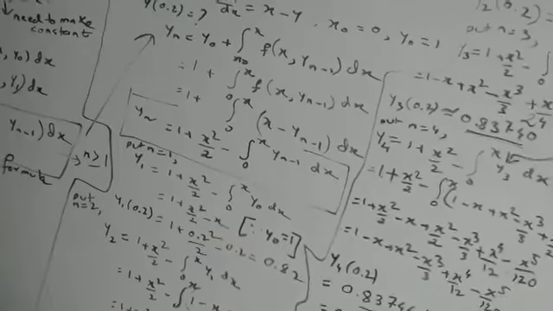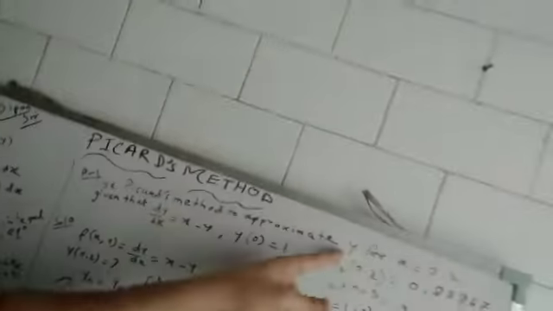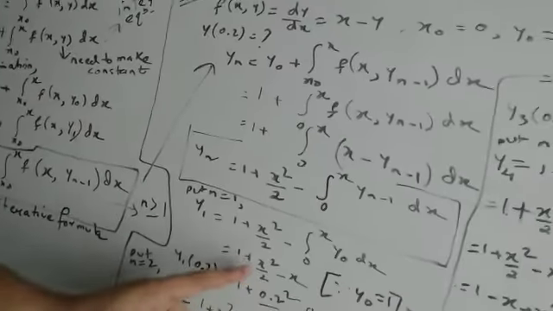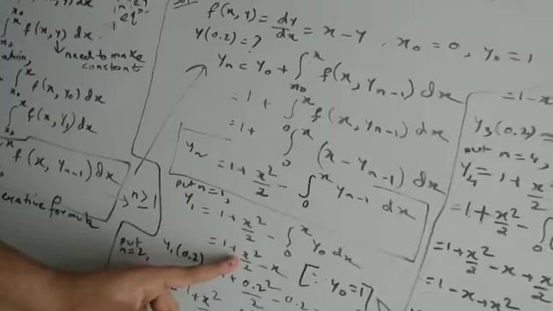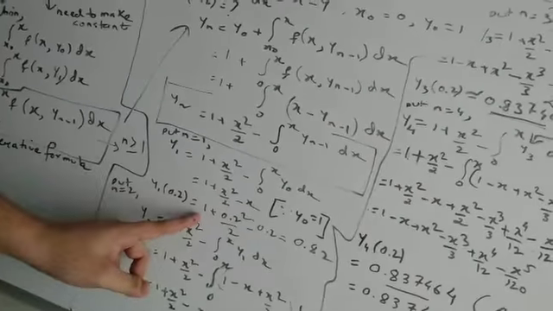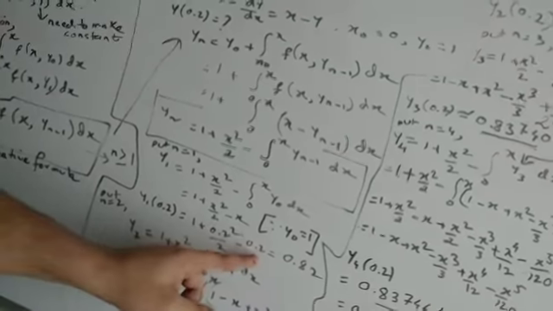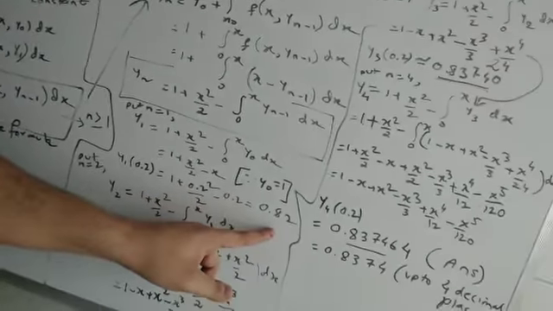Now what you can do is, you have been asked to find the value of y at the point 0.2. So what you can do, put 0.2 in place of x. Okay, so if you do that, you will get 1 plus 0.2 square by 2 minus 0.2, that will yield result of 0.82. Okay, this part is over.